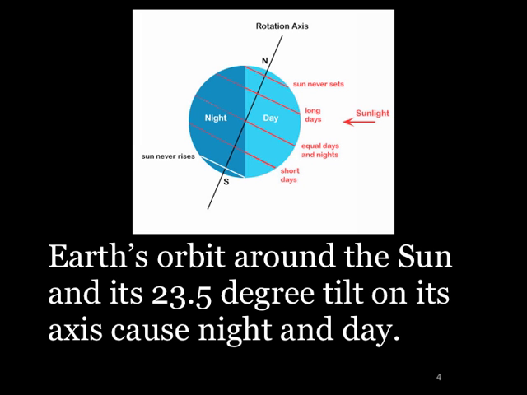Earth orbits around the Sun at a 23.5 degree tilt on its axis, causing day and night. If you look at the picture above, you can see the angle of the axis tilt. And you can see that when the sunlight comes on one side it's day and the other side it's night.